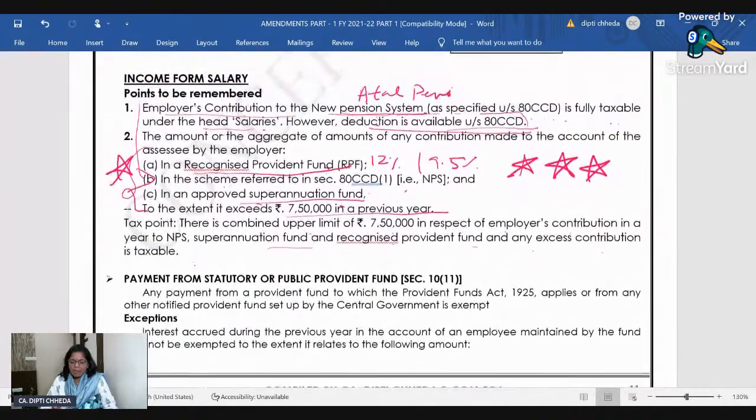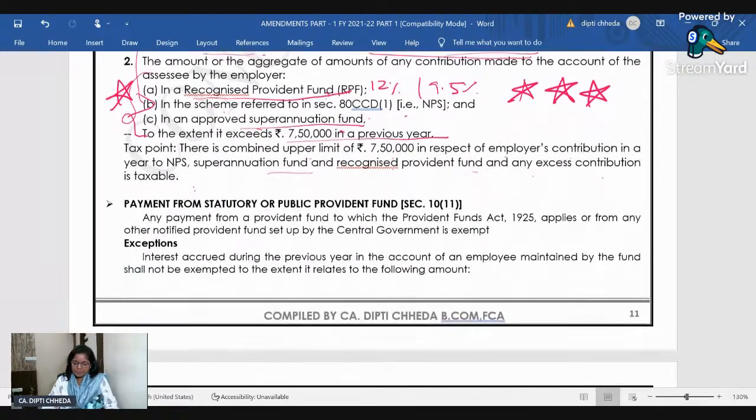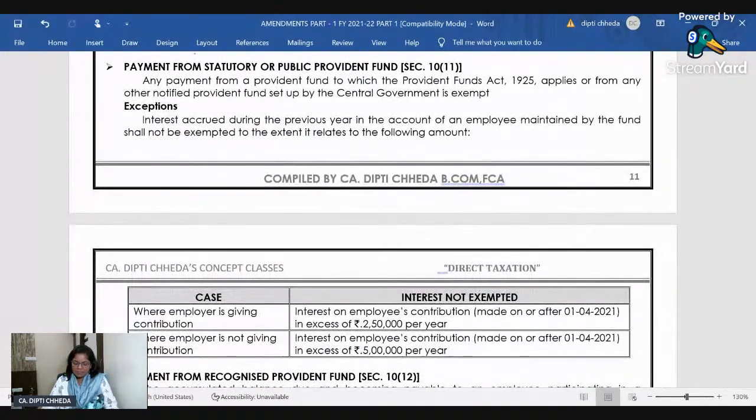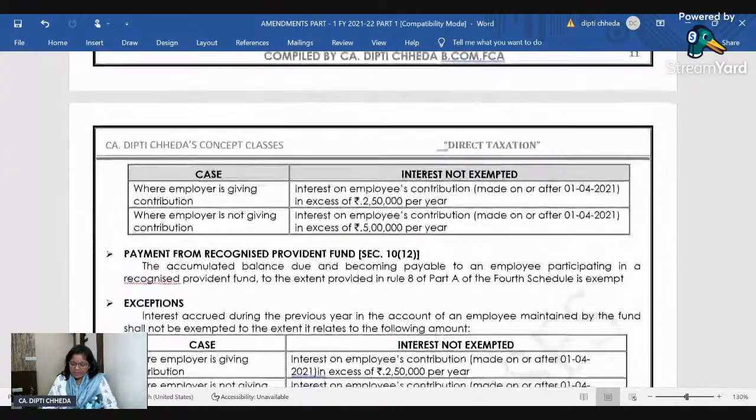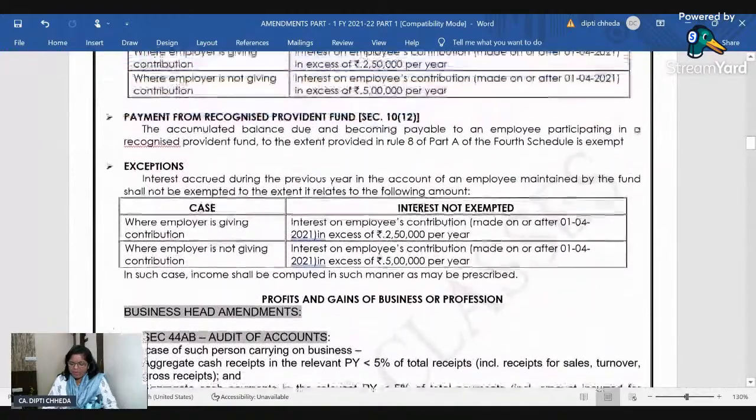So what is one amendment in the salary? National Pension Scheme, RPF, Recognized Provident Fund, and Superannuation Fund put together, the employer's contribution cannot exceed 7,50,000. Okay? Now, before I start explaining the next very important amendment, one thing I want to ask you.